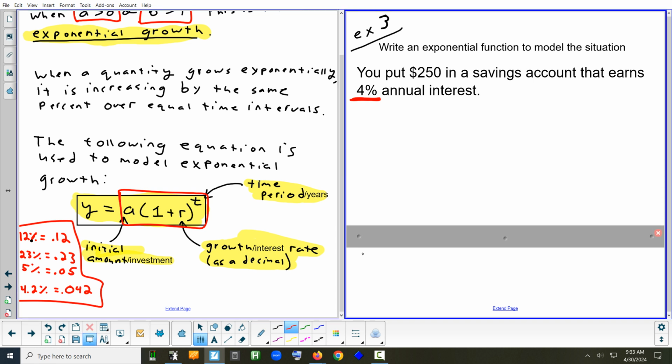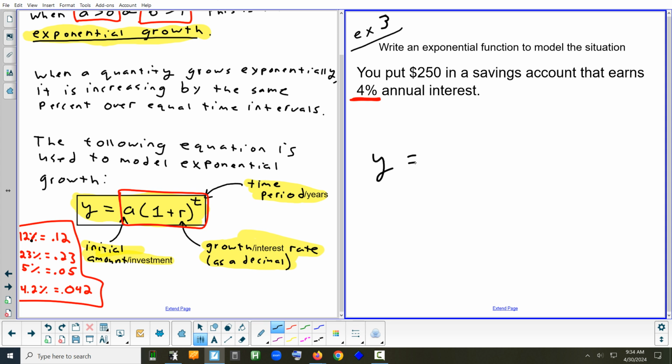All right. So what's the first thing we're going to start out with on the left-hand side when we write this equation? You would try to solve for 250. Yep. So what's the first thing we're going to put on the left-hand side to write this formula? Why don't you make a table? No, we don't need to make a table. Y equals? Yeah, we're going to start with y equals. That's the first thing we put.